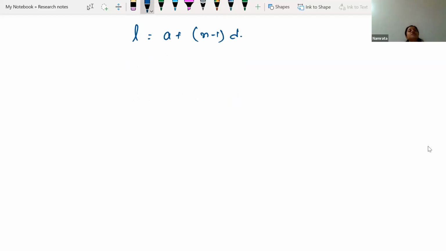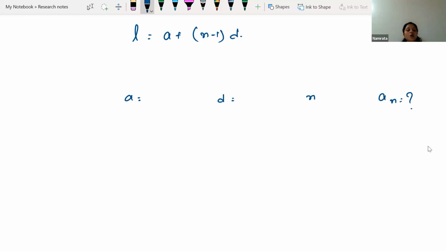So the first one, in the next exercise, the first question is very basic. A is given, D is given, and N is also given. We have to find an. Just by using the formula you will be able to find it.